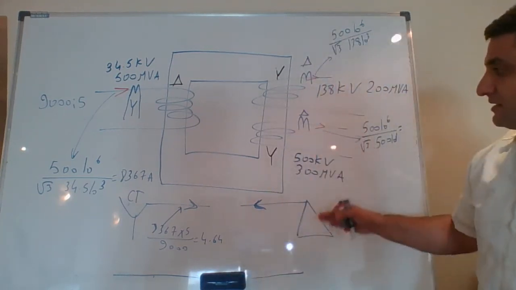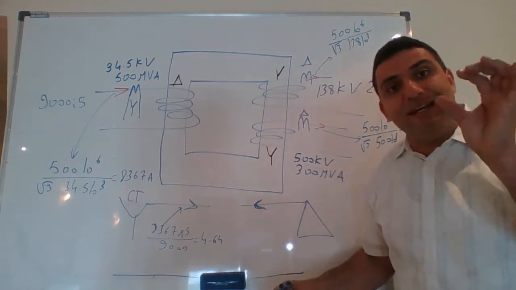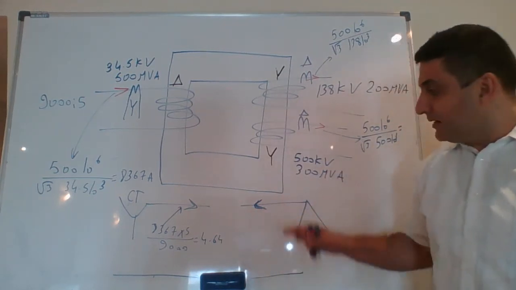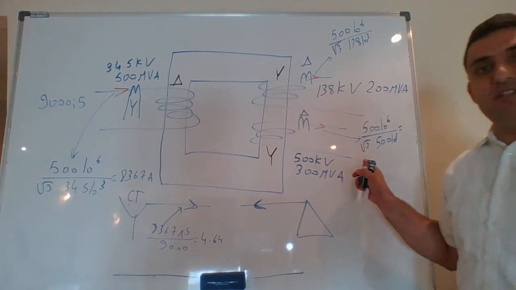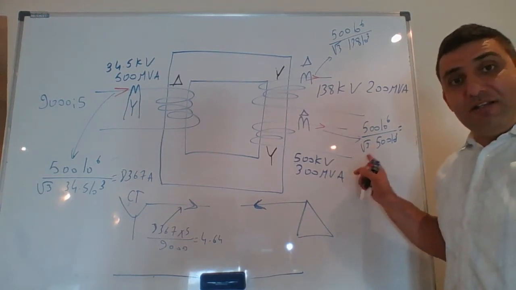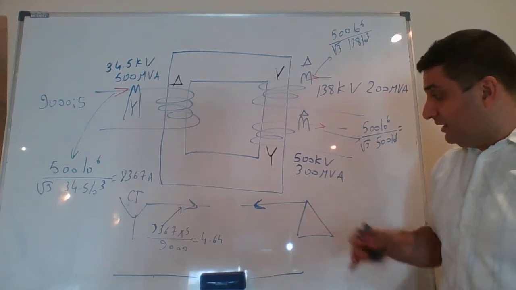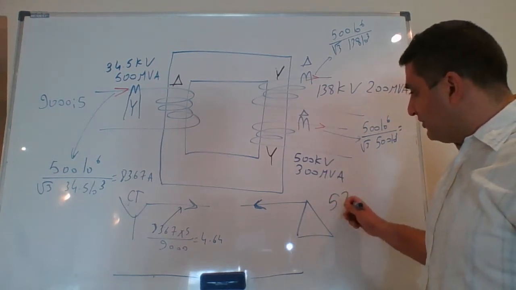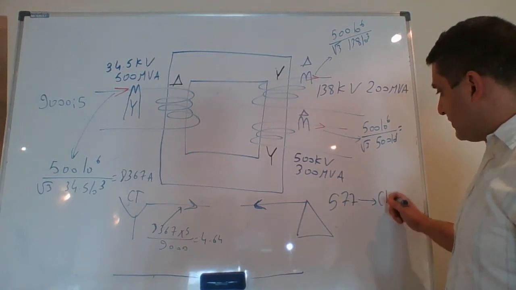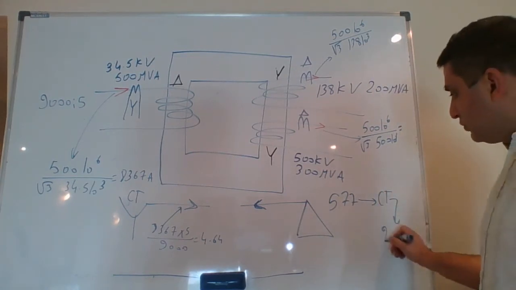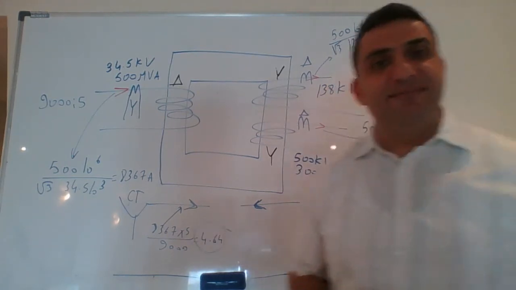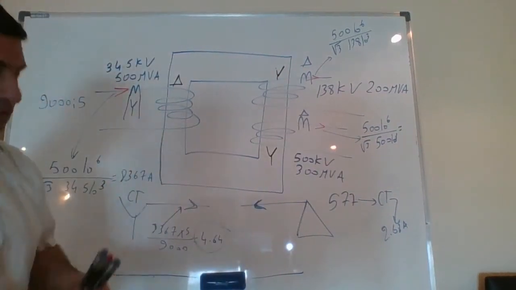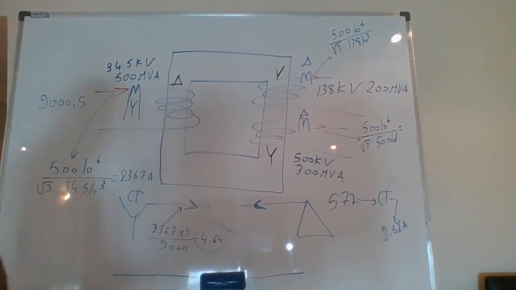And I do exactly the same now. Remember, I'm doing it for the sake of the CTs. So now I do exactly what I did before. If this is 577 amp, I have to make sure the system here has a CT that gives me 577 as an input, and the output of the CT must be 2.68 amp, because this is divided by root 3. That's what I end up with for the CTs.